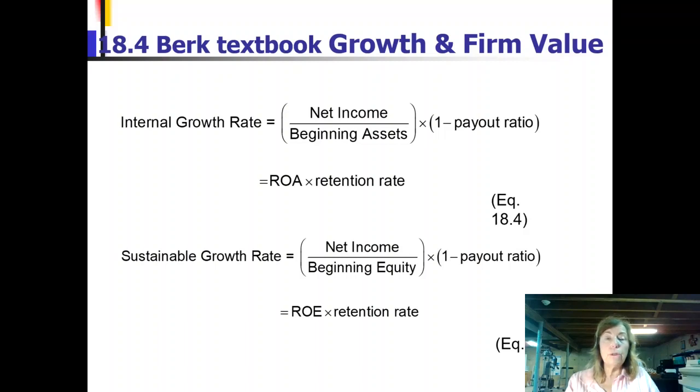The internal growth rate is net income over beginning assets times the retention ratio, which is 1 minus the dividend payout ratio, or the return on assets times the retention rate. And the sustainable growth rate is net income over beginning equity times the retention ratio, or 1 minus the dividend payout ratio. These are the rates that you should learn, the ones that are in your textbook.